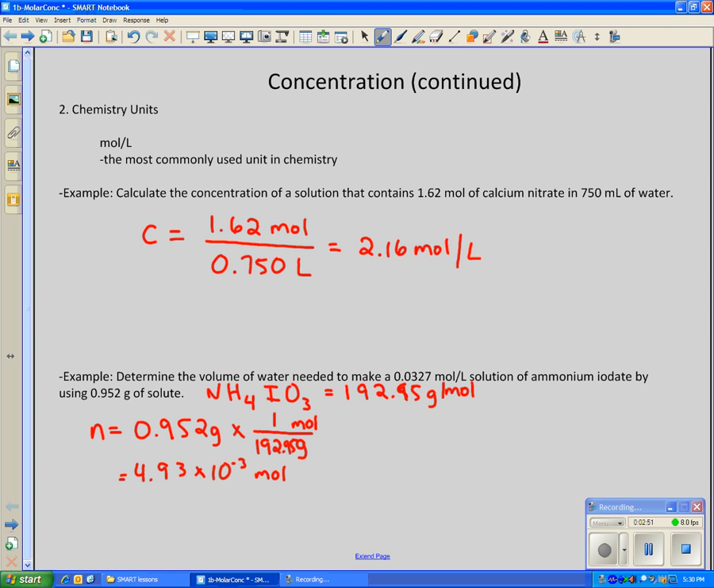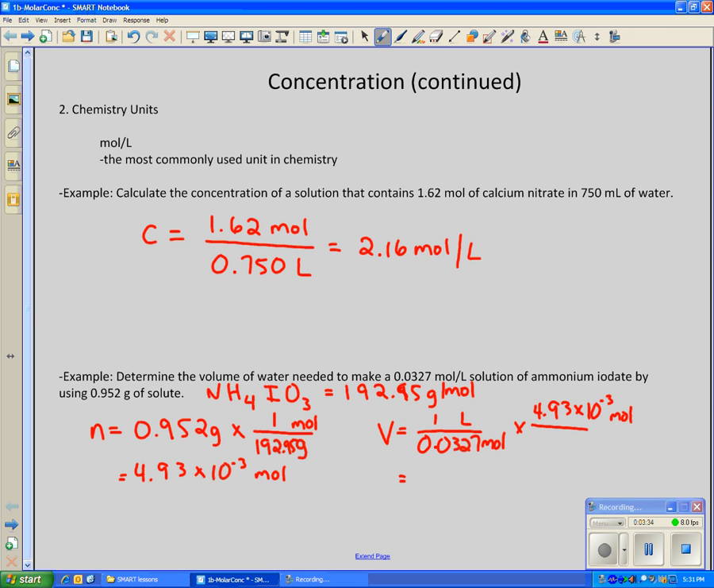To figure out the volume of water that we need, we want to start with the concentration of 0.0327 moles per liter and use that as our guide because that has the units of liters in it. So now, to calculate volume, we start with the concentration, but we want the units of liters on the top and the 0.0327 moles on the bottom. Now to cancel the moles that we have on the bottom, we multiply by the moles that we just figured out, 4.93 times 10 to the minus 3.